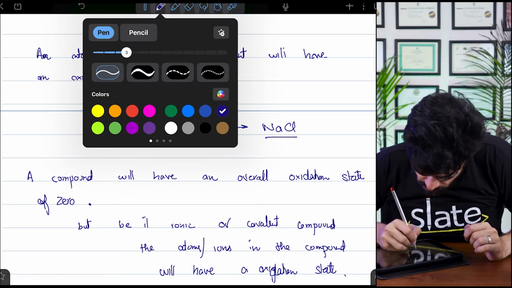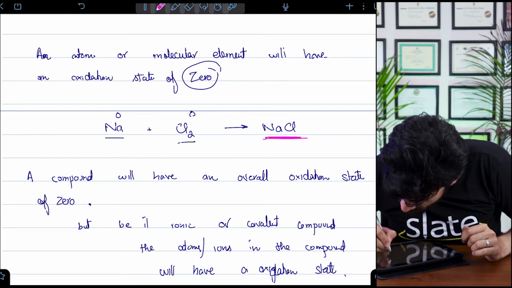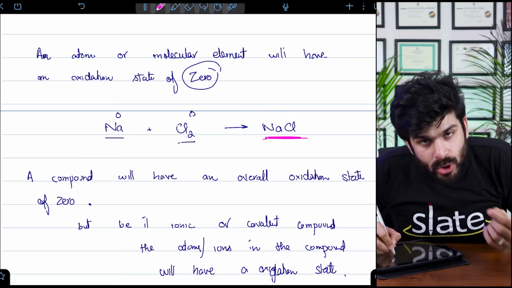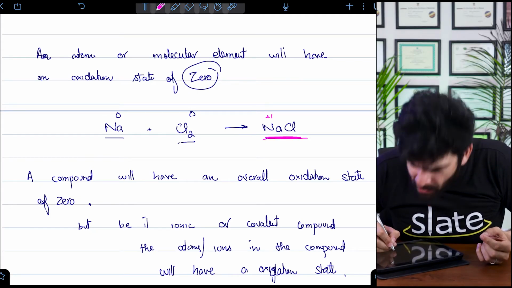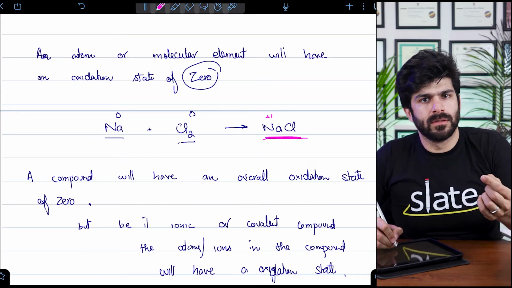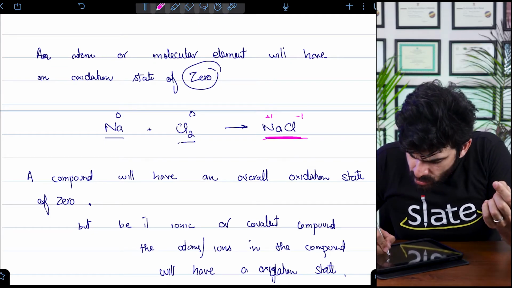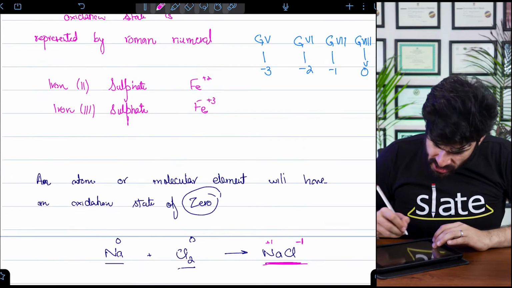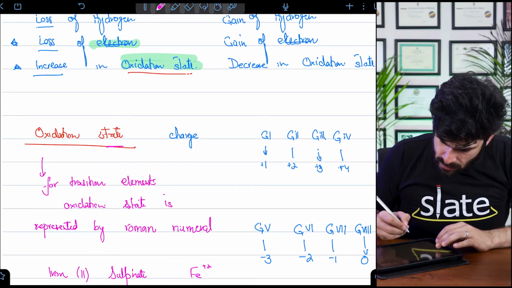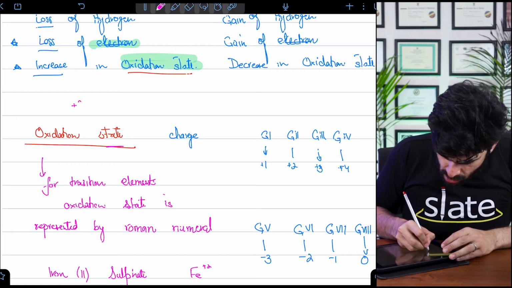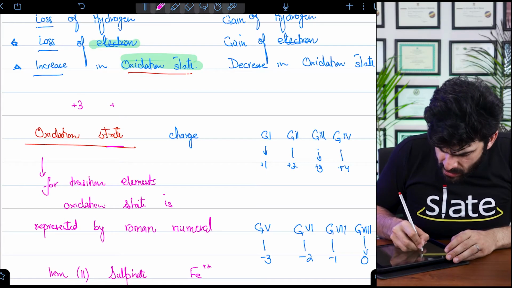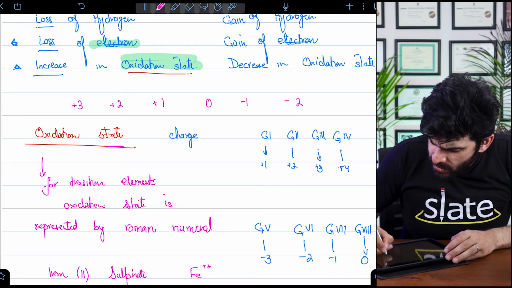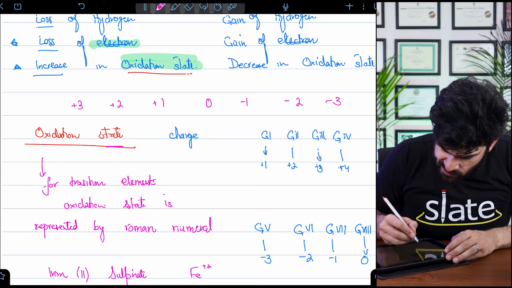But when we have sodium in the same compound, sodium is in group 1, so sodium has an oxidation state of +1. Chloride, group 7, -1. So oxidation state is the numbers: +3, +2, +1, 0, -1, -2, -3.